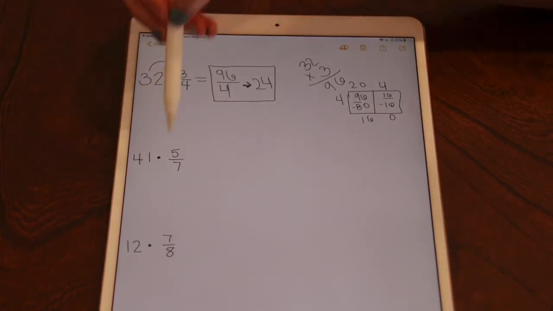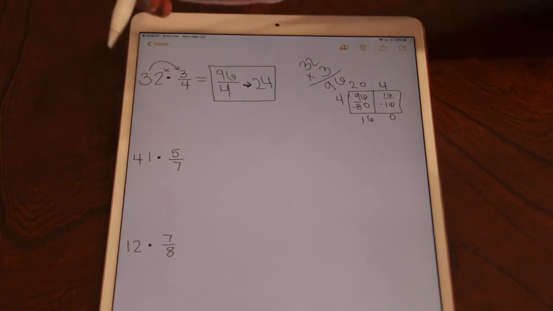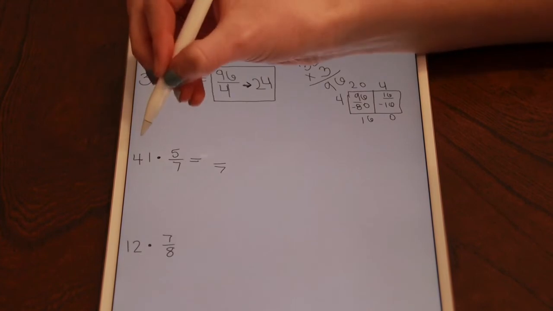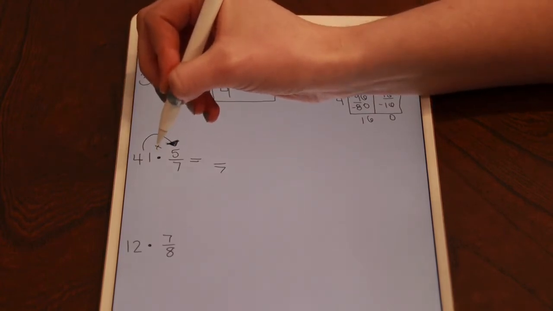I have 41 times 5/7. I could draw my model. I could do repeated addition, but holy cow, do I want to write 5/7 plus 5/7 41 times? No, I don't. So I'm going to use the trick my teacher taught me. And I know my denominator stays the same, and I multiply the whole number by the numerator. And I'm going to put the little times sign.